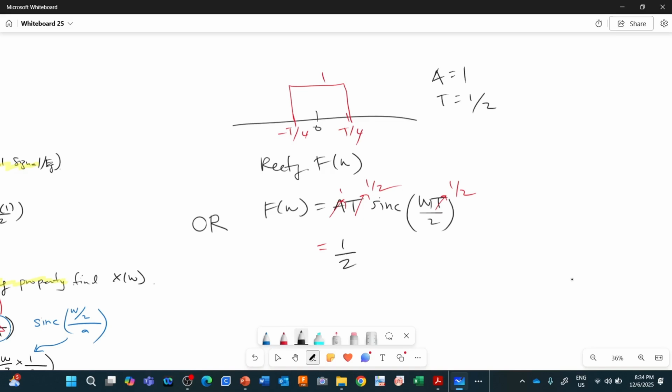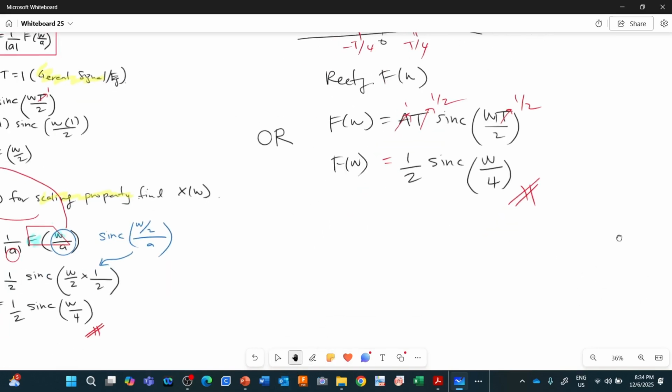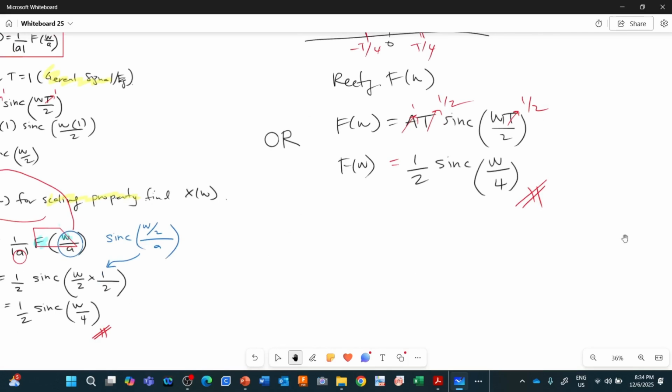1 over 2 sec omega over 4. Why do we do this complicated way? But just to show the scaling factor, how to use that property in the Fourier transform. Because sometimes maybe the question just simply says that using the property of scaling, find a solution. Then you need to use the scaling property.